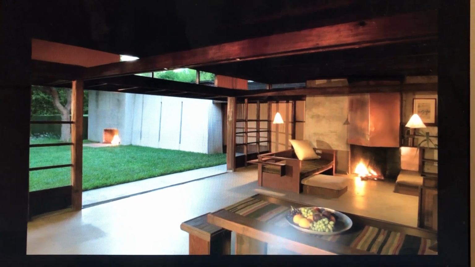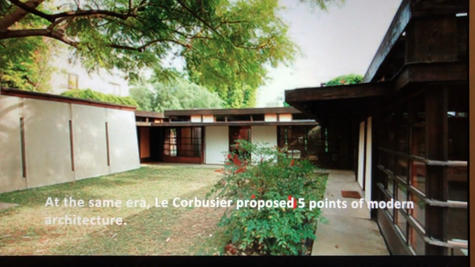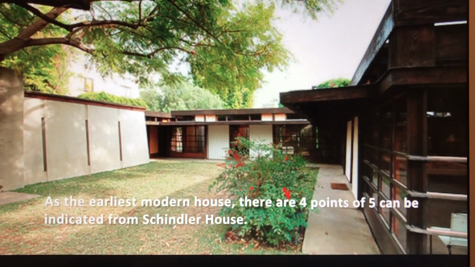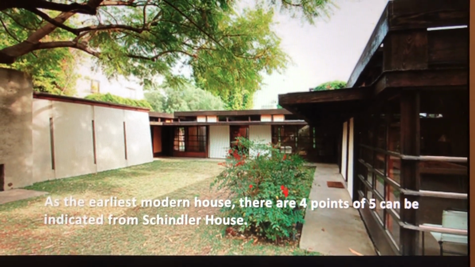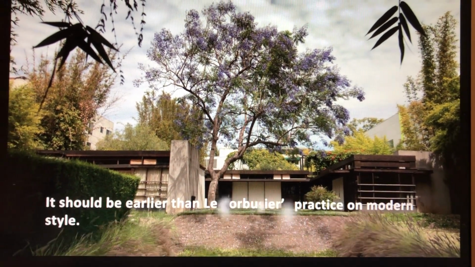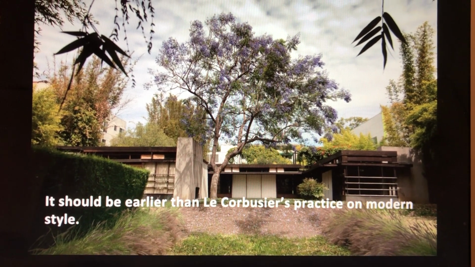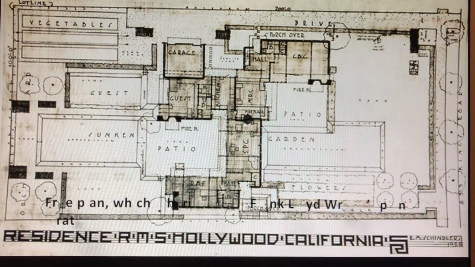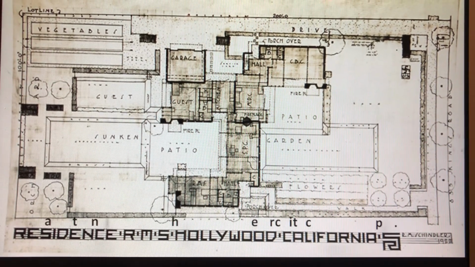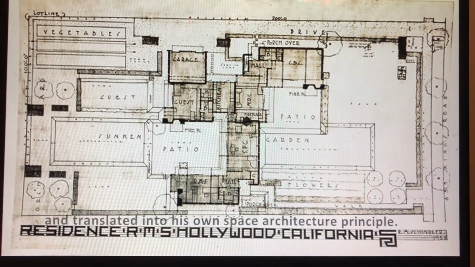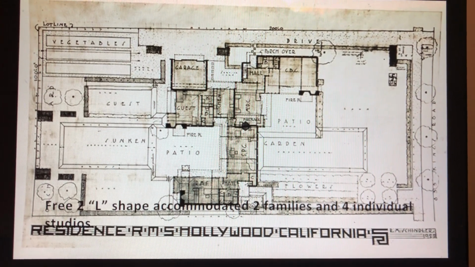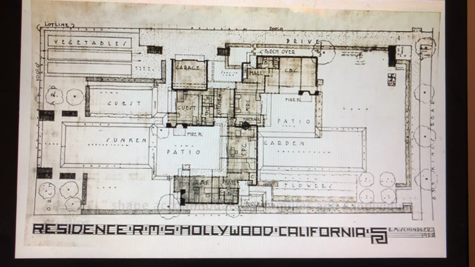In the same period, Le Corbusier proposed the 5 points of modern architecture. As the earliest modern house, 4 of the 5 points can be identified in the Schindler House. It should be earlier than Le Corbusier's practice of modern style. Free plan, which inherited Frank Lloyd Wright's plan strategy and translated it into his own space architectural principle. Free L-shape, accommodating 2 families and 4 individual studios.